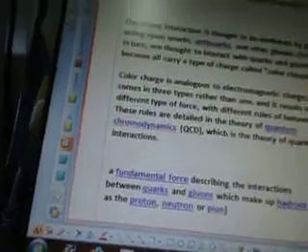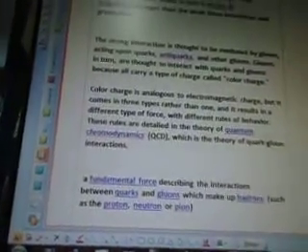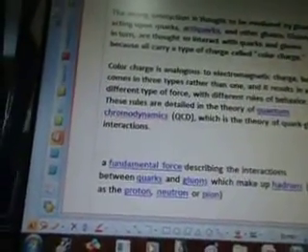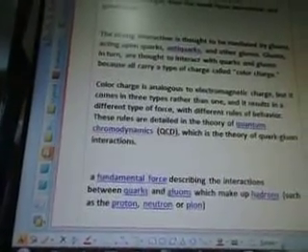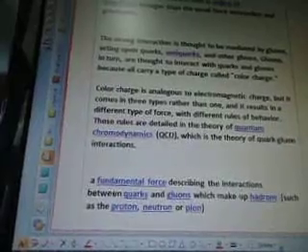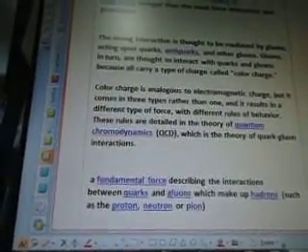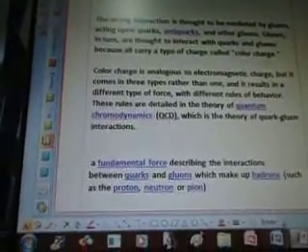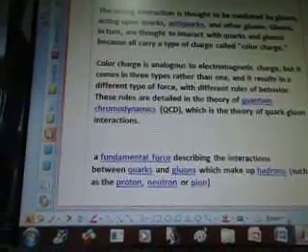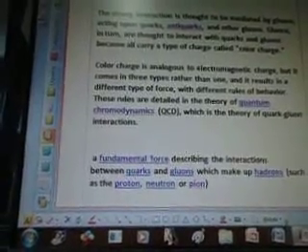Gluons in turn are thought to interact with quarks and gluons because all carry a type of charge called colored charge. Colored charge is analogous to electromagnetic charge, but it comes in 3 different types rather than 1, and it results in a different type of force with different rules of behavior. These rules are detailed in the theory of quantum chromodynamics, QCD, which is the theory of quark-gluon interactions, a fundamental force describing the interactions between quarks and gluons, which make up hadrons such as the proton, neutron, or pion.